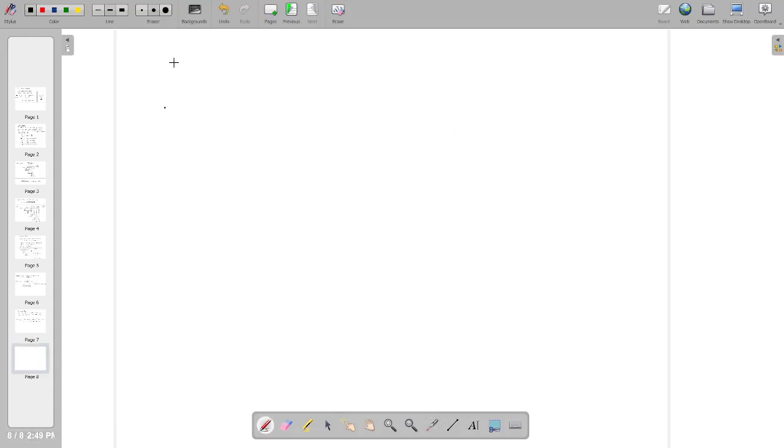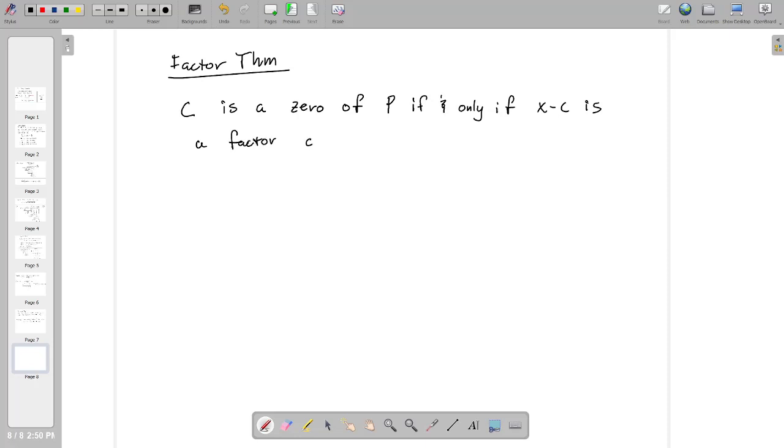The next thing that I want to talk about is the factor theorem. c is a 0 of p if and only if x minus c is a factor of p of x. I'm going to show you a proof here, and then we'll do an example. If you don't want to see the proof, that's fine. You can skip ahead. But I think that this might give you a little bit more understanding into the division algorithm itself.